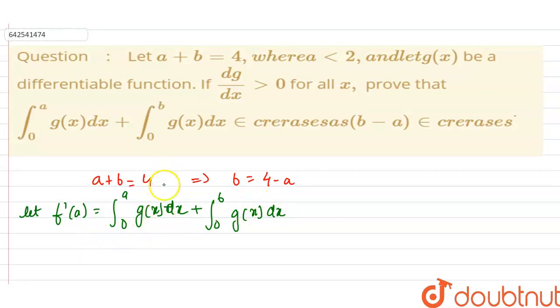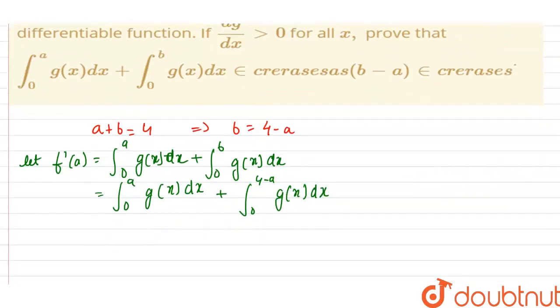So when we further simplify this thing, it is equal to integration of 0 to a g(x) dx plus, instead of b we are writing 4 minus a, so here it is going to be 0 to 4 minus a g(x) dx, right guys? So now here what we can say that therefore d f(a) divided by da is equal to g(a) minus g(4 minus a), right guys?